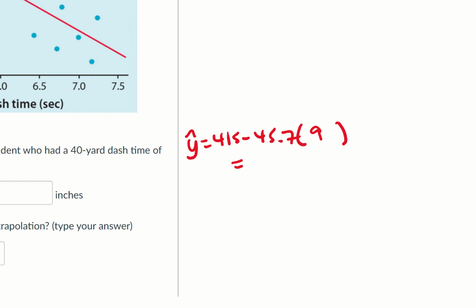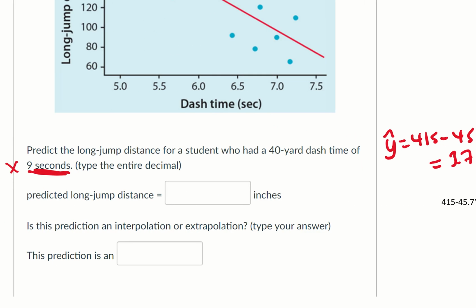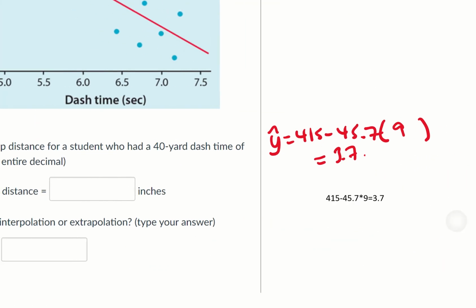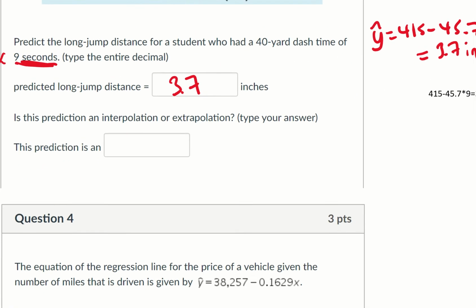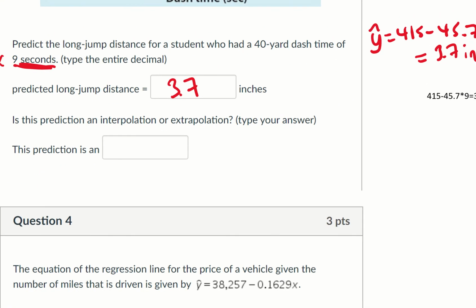And we'll go ahead and calculate that. So we get 3.7. And then, so that's your long jump distance. So that's going to be in inches. So 3.7 inches. All right. Is this a prediction, an interpolation, or extrapolation?